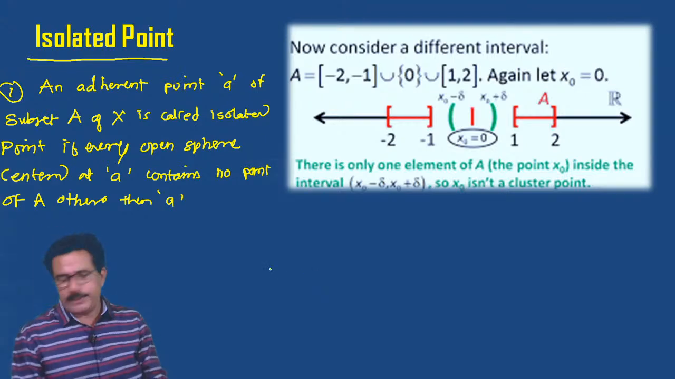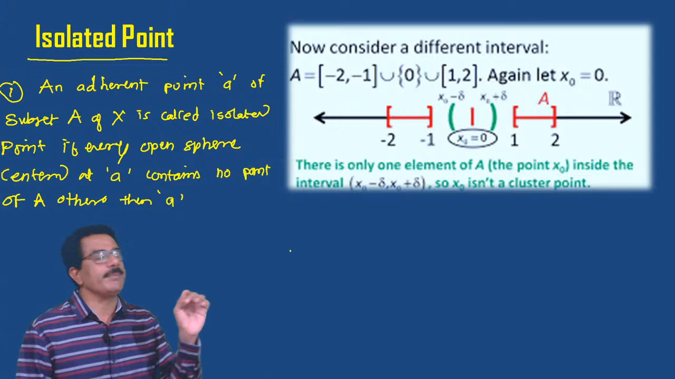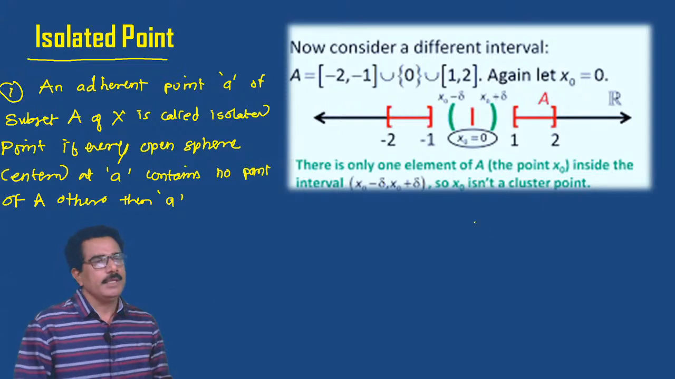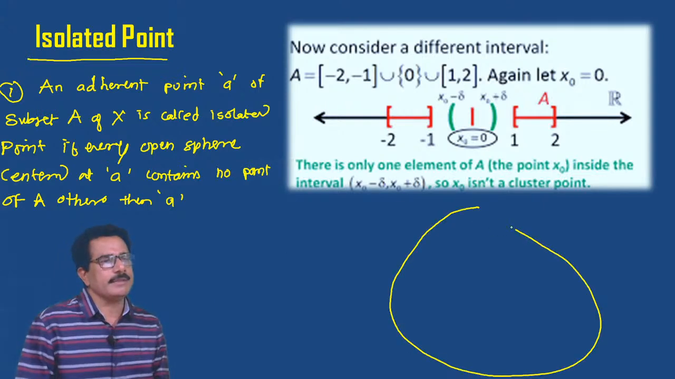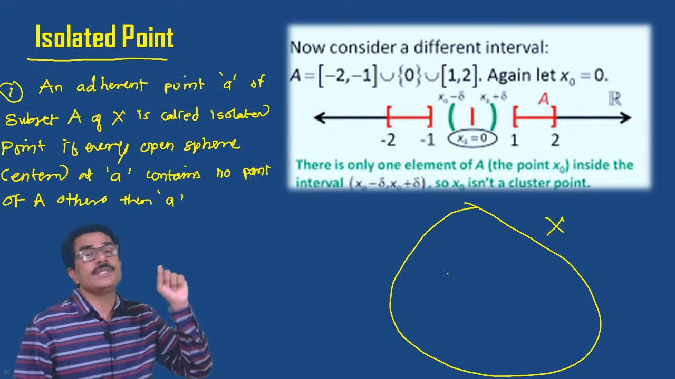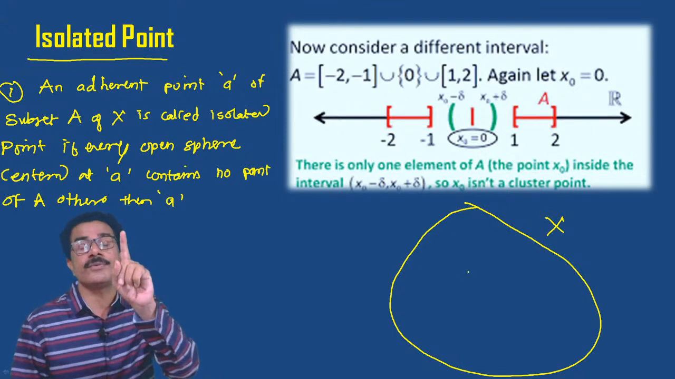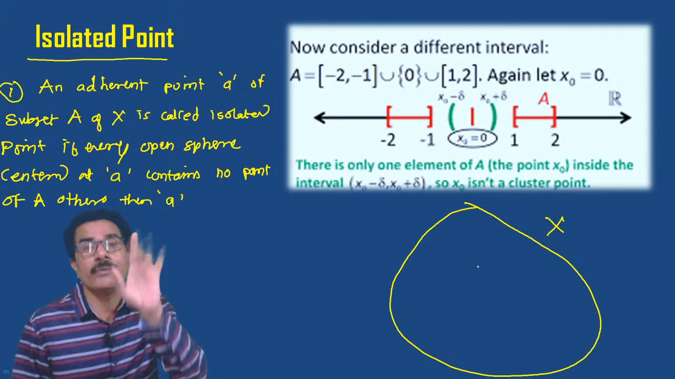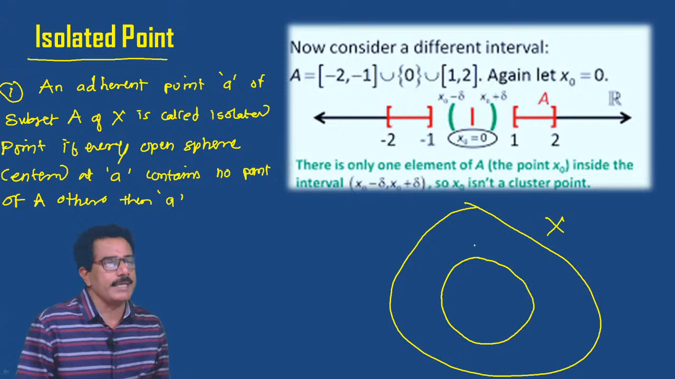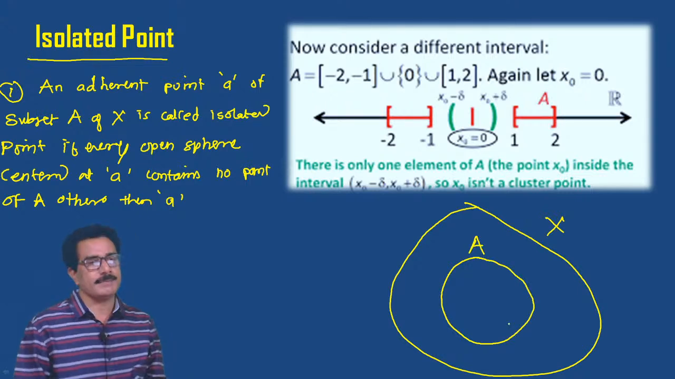Here we can say what is meant by an adherent point. Suppose this is a metric space (X, d). We have studied what an adherent point is. Now we shall define an isolated point. Iso means one, only one point. Suppose this is a set capital A, a subset of a metric space X.